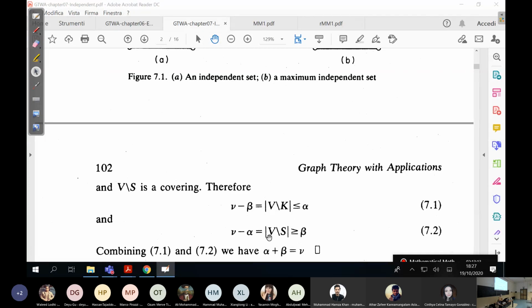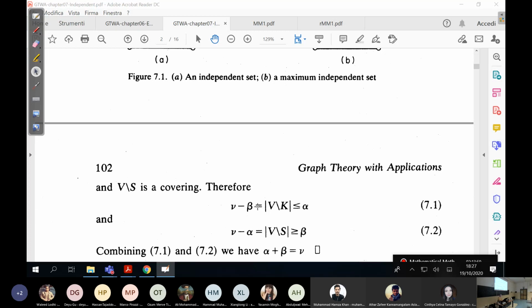In exactly the same way, S is an independent set, a maximum independent set. V minus S is a covering. We do not know whether it is minimum or not for the moment, okay? But it is a covering, and how many vertices does it have? Ni minus alpha. And so this number of vertices in a covering must be greater than or equal to the minimum number of vertices in a covering, which is beta. And so we get these two inequalities, okay?